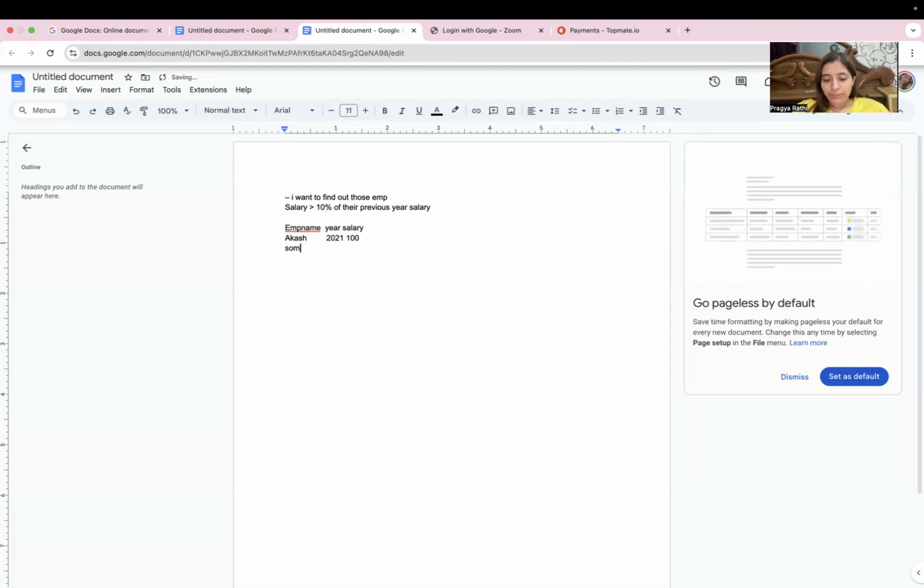Then we have, let's say, Soumya. Year is same, 2021. Salary is 200. Then Akash again. Year is 2022. Salary is, let's say, 150. Then we have Soumya also. It's also 2022. And the salary is 205. Then we have Akash again. The year is 2023, and the salary is, let's say, 155. Okay, so let's say this is the table that I have. I have given you an example. We have taken a simple example right now.